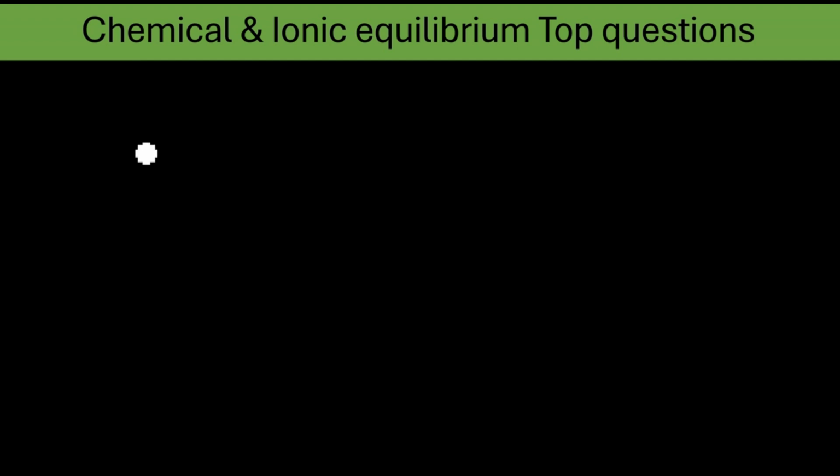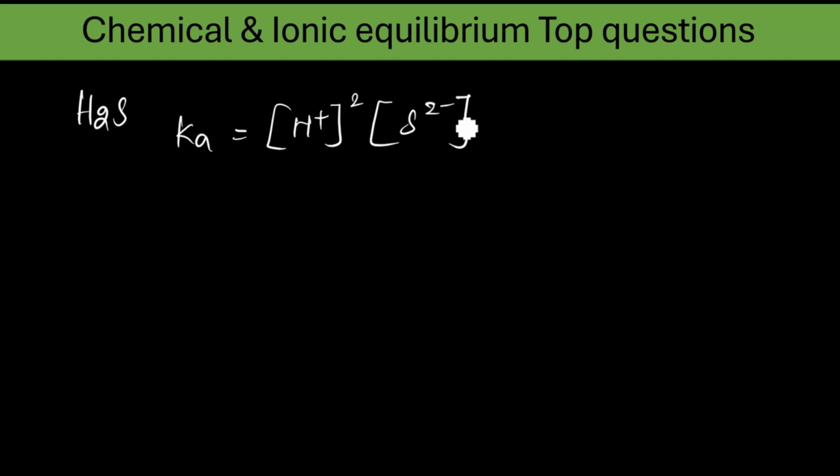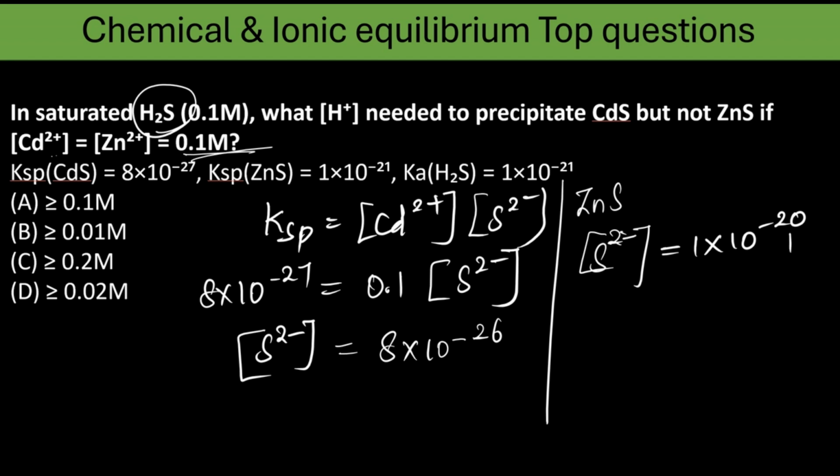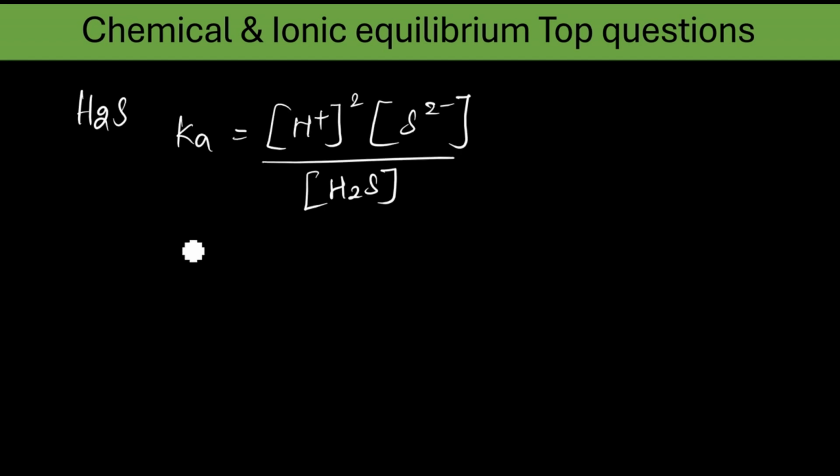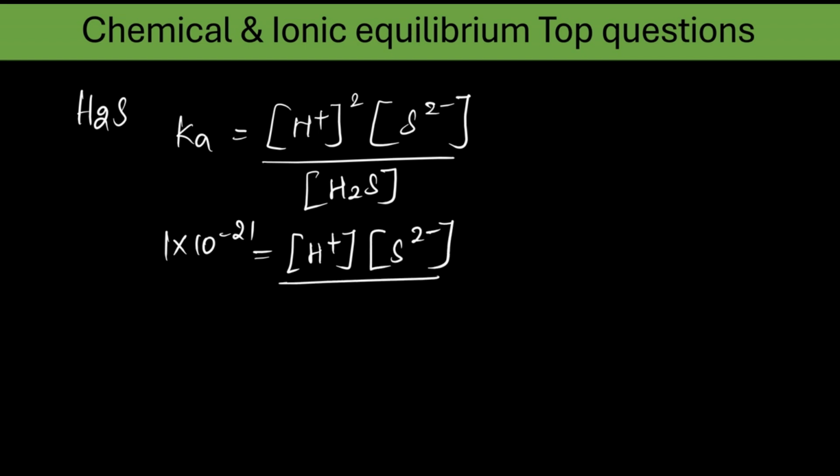So what you can do is, for H2S, Ka will be [H+][S2-] divided by the concentration of H2S, right? So the Ka value of H2S is given as 1 into 10 to the power minus 21. So 1 into 10 to the power of minus 21 equals [H+]² [S2-] over H2S, and the concentration of H+ is given as 0.1 molar.